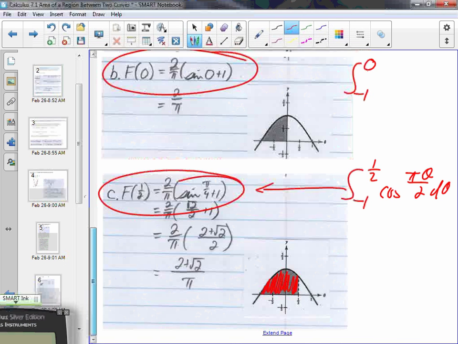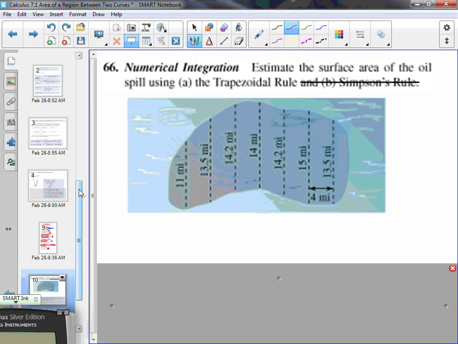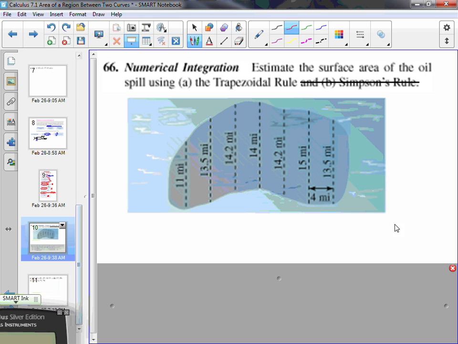All right. Any other questions? Let's do another example. Number 66. There was a time when the AP test was in love with oil spills. Estimate the surface area of the oil spill using, we're just going to do the trapezoidal rule. Anytime the directions tell you to use Simpson's rule, we don't do that.